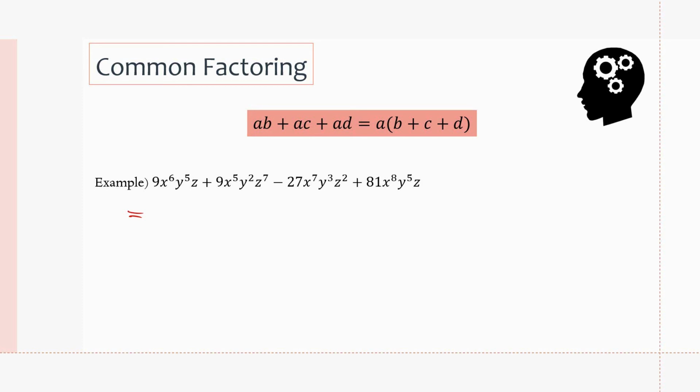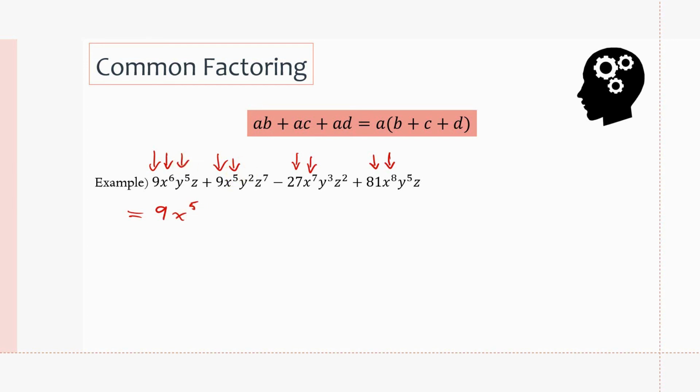Okay, so let's take this step by step. Let's see what we can factor out of the coefficients first. The coefficients are 9, 9, 27, 81. So from this, I'm seeing that the highest common factor that we can divide out is 9, right? From the x's, the lowest x exponent is 5, if I'm not wrong. So we can factor out an x to the 5 right here. This is the lowest one.